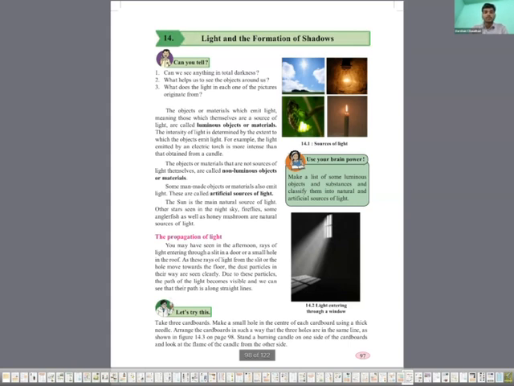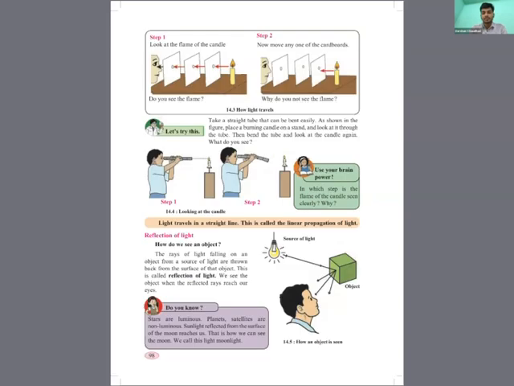Now let us read the points. Look here, this is important. Light travels in a straight line. This is called propagation of light. This is the important property.